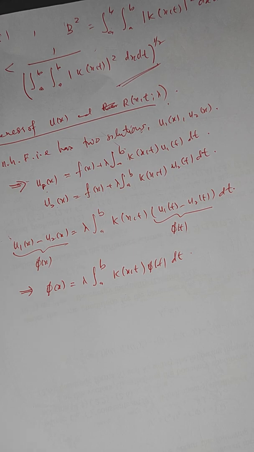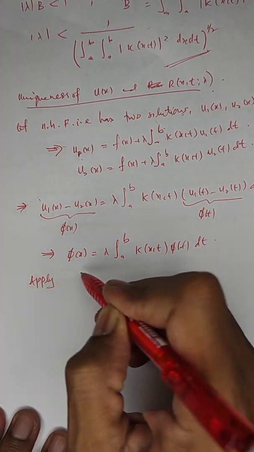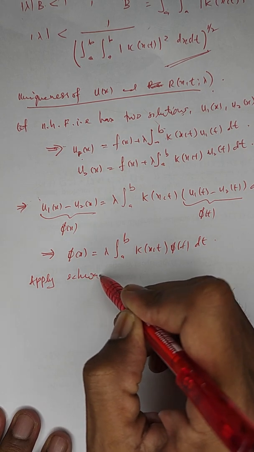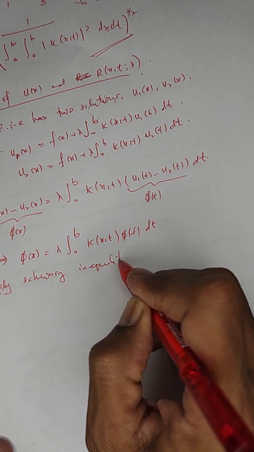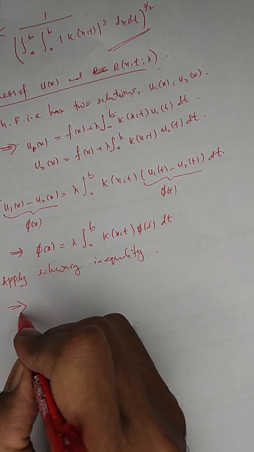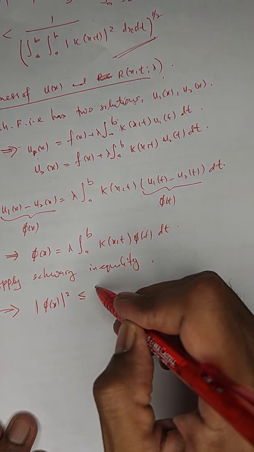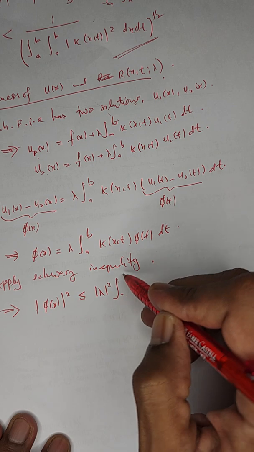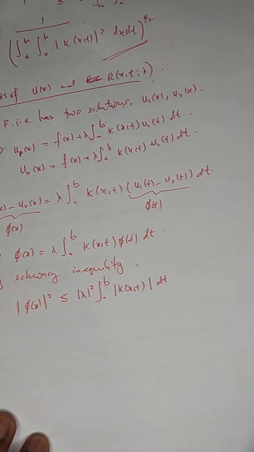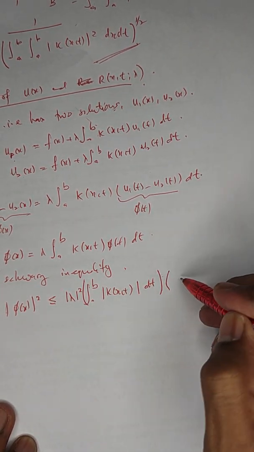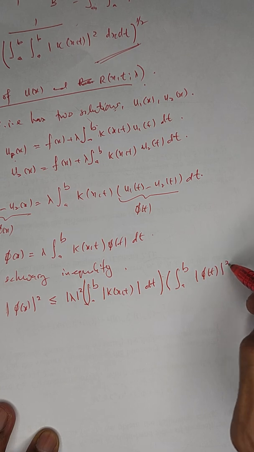Now, if we apply the Schwarz inequality, what we have is that phi(x) squared is less than lambda squared times the integral from a to b of k(x,t) squared dt, times the integral from a to b of phi(t) squared dt.